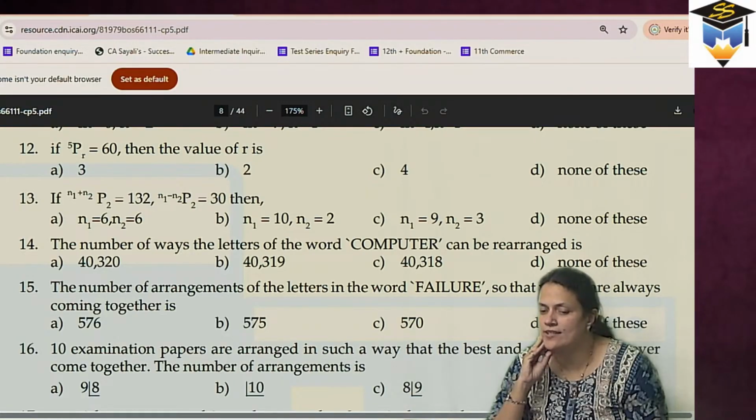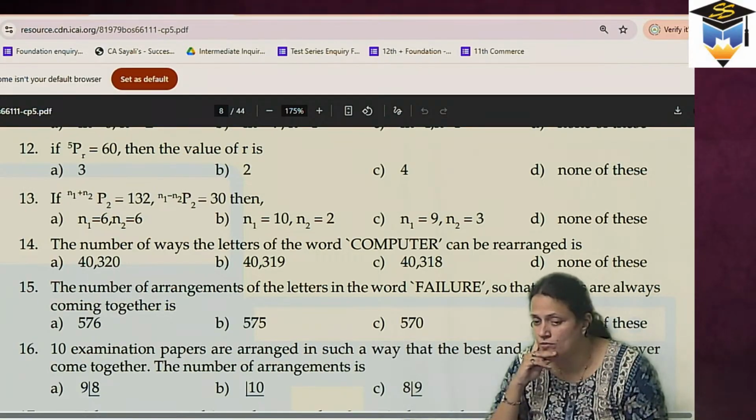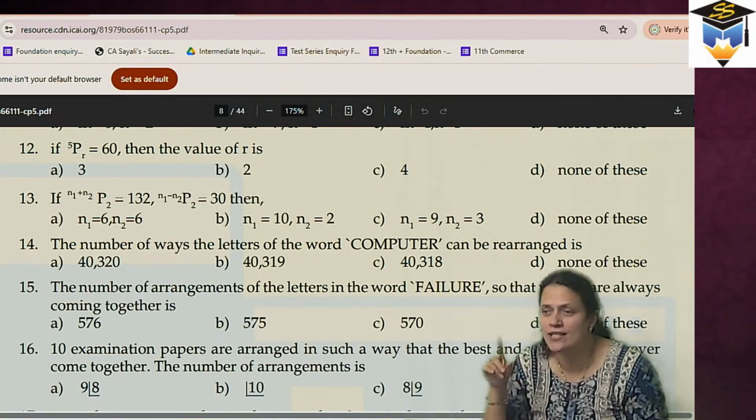So 5PR is equal to 60. Find the value of R. Option A, that is equal to... 5PR is equal to 60. Find out the value of R. 12, no?